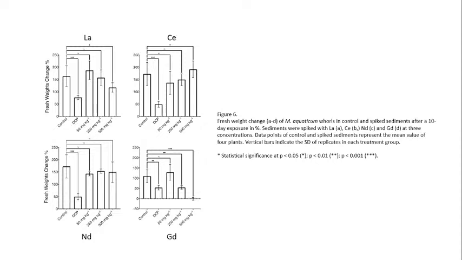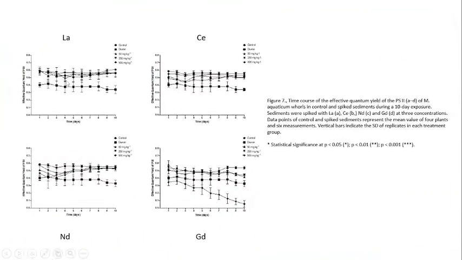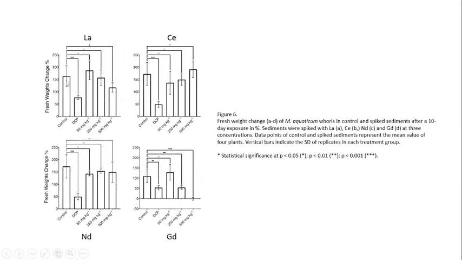As we can see, lanthanum had a really clear effect, and of course we used the DCP as a positive control. Lanthanum showed a really evident inhibition in growth with increasing concentrations, while in cerium we had the opposite effect. The plant seemed to grow even more at the highest concentrations.